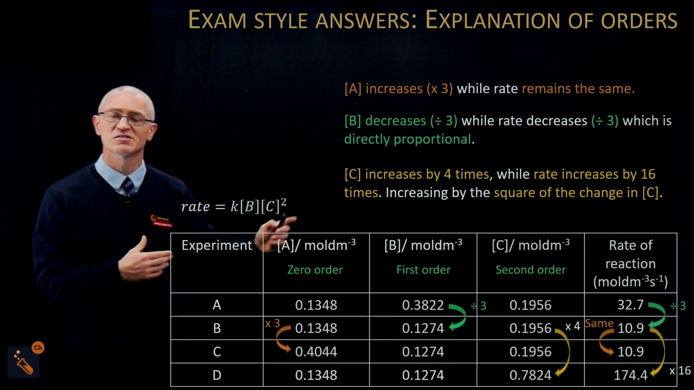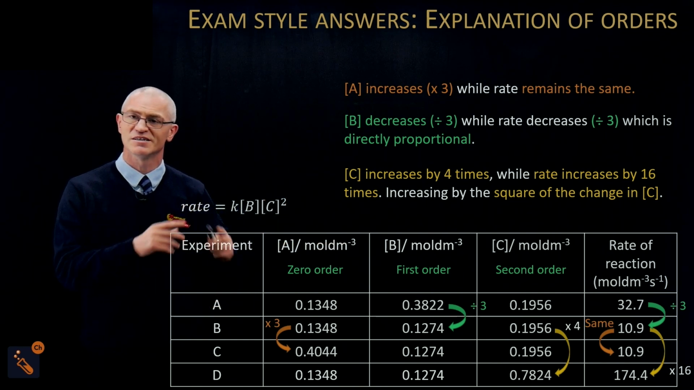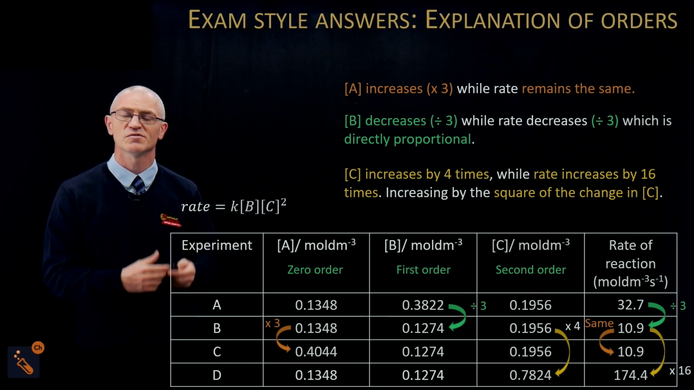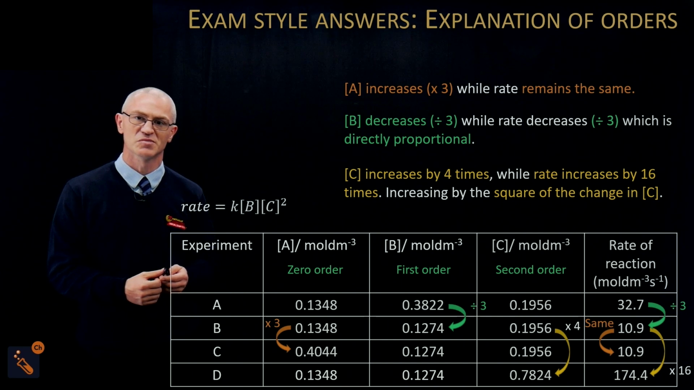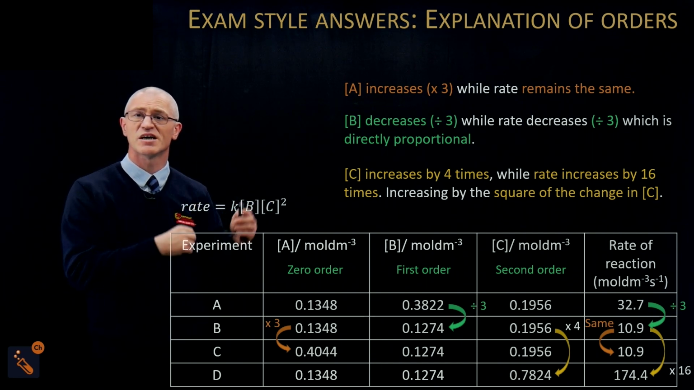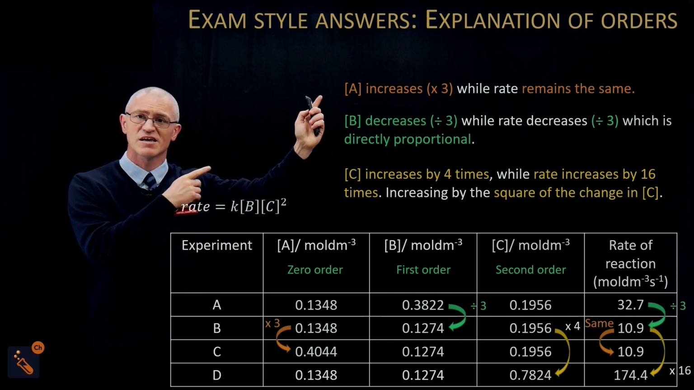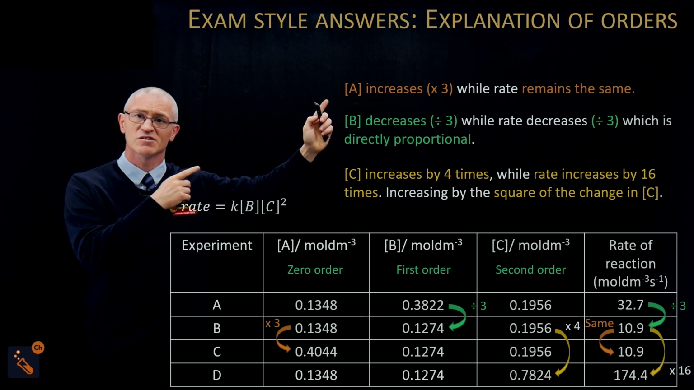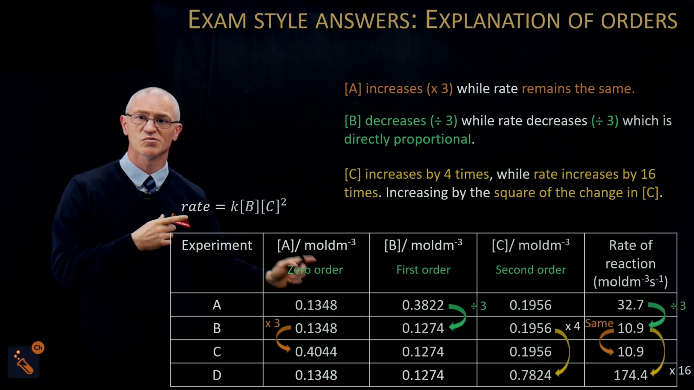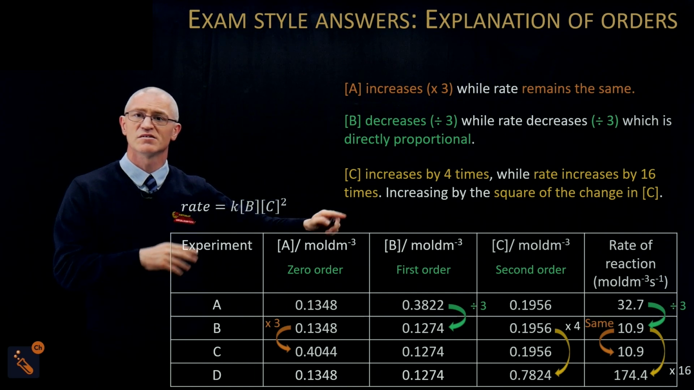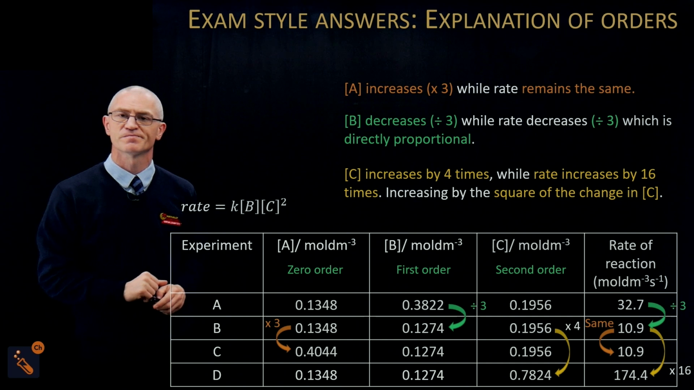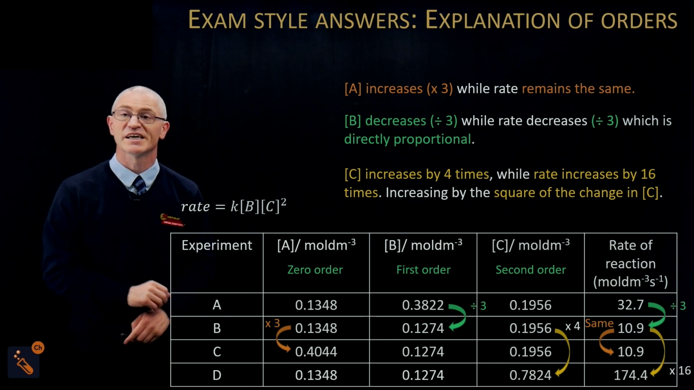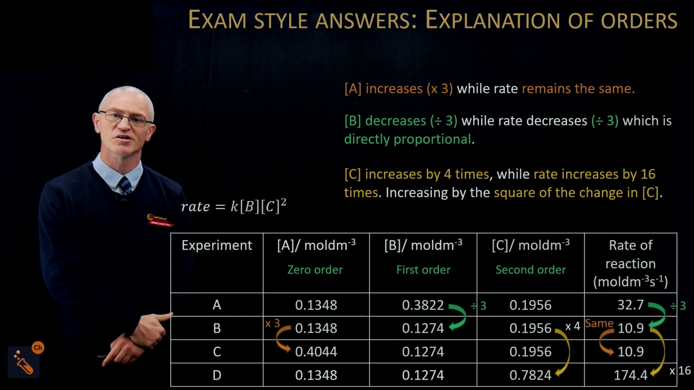And notice with all of these, I have put the concentration in square brackets. You can write concentration if you want, but I've just put it in square brackets. That's just as acceptable. And of course, after this, you'll have to justify this and say, A increases by 3 times while rate remains the same, therefore 0 order reactant. B, therefore first order, and C, therefore second order. So they're really important to get full marks on possibly a level of response question of 6 marks.